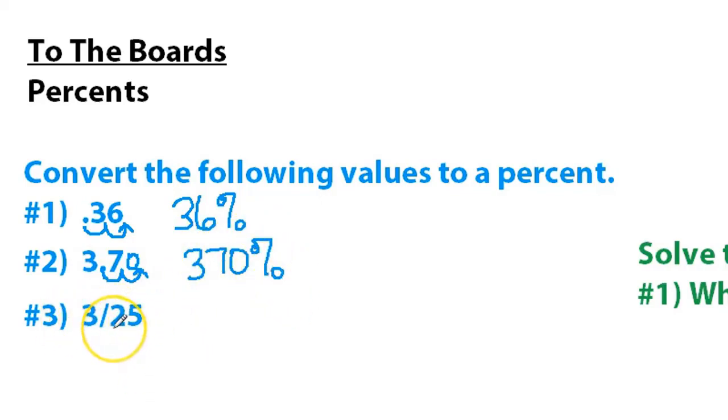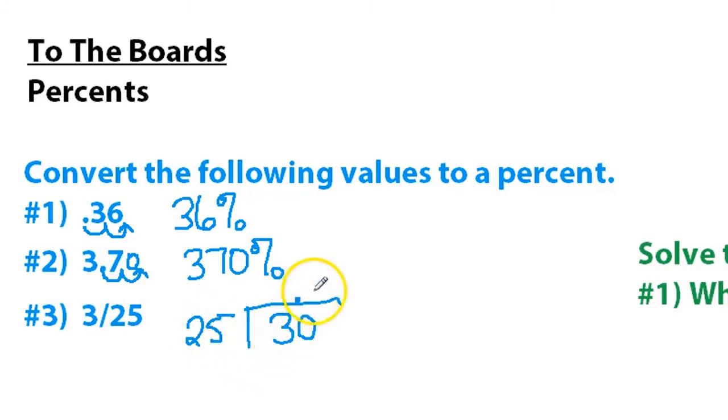Now 3/25 is a fraction here on number 3, and so we're going to need to convert this fraction to a decimal. Anytime you're given a fraction, make sure to convert it to a decimal first. We'll do that by putting 25 on the outside and 3 on the inside of the division. Now I know 25 can't go into 3, so I'm going to go ahead and write in a 0. That gives me a decimal point.